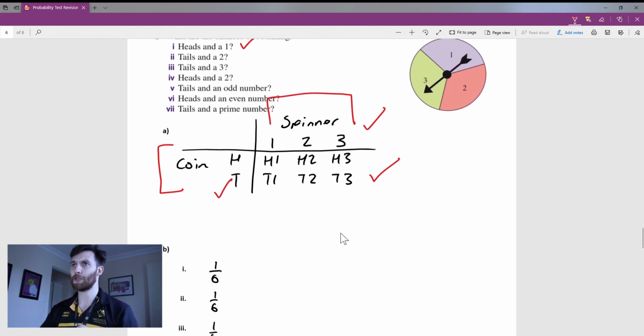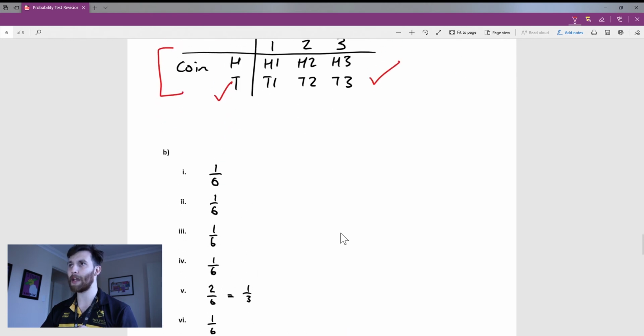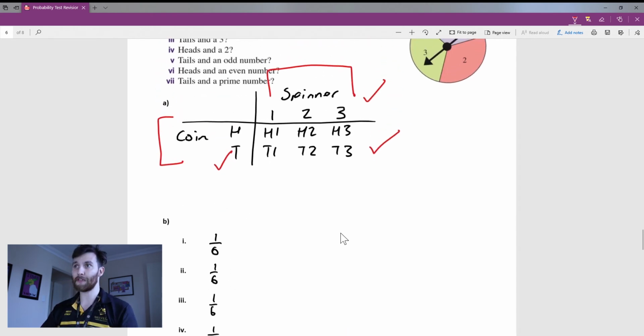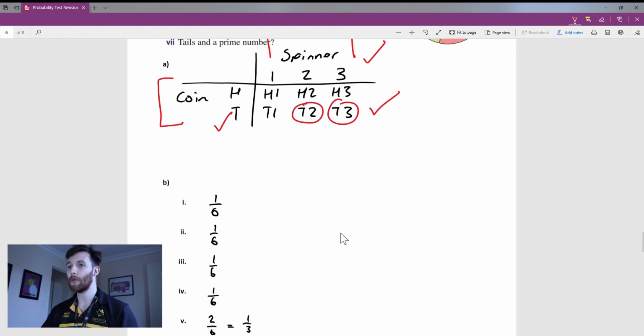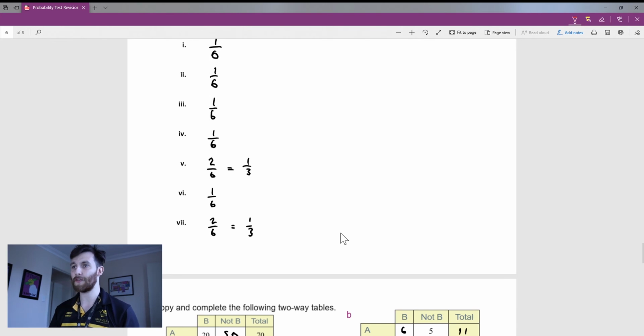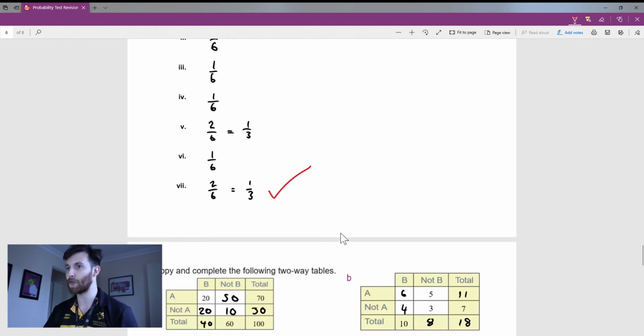The only other one that was a bit tricky was tails and a prime number. Remember, prime numbers can only be divided by themselves and 1. So tails and a prime number, that would be getting T2 and T3, which is where that answer of 2 out of 6 or 1 in 3 comes from.